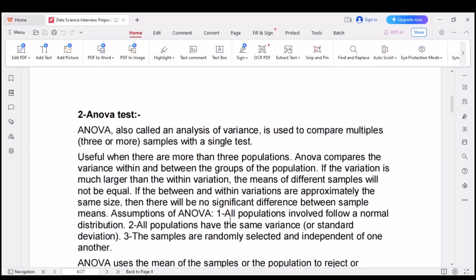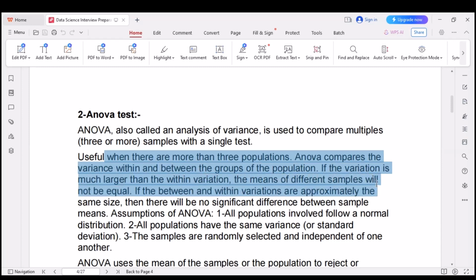The second is the ANOVA test. ANOVA is analysis of variance, which is used to compare multiple (three or more) samples with a single test. It is useful when there are more than two populations. ANOVA compares the variance within and between the groups of the population. If the variance between is much larger than the variation within, this means that the different samples are not equal; if the between and within variances are approximately the same, the samples are equal.